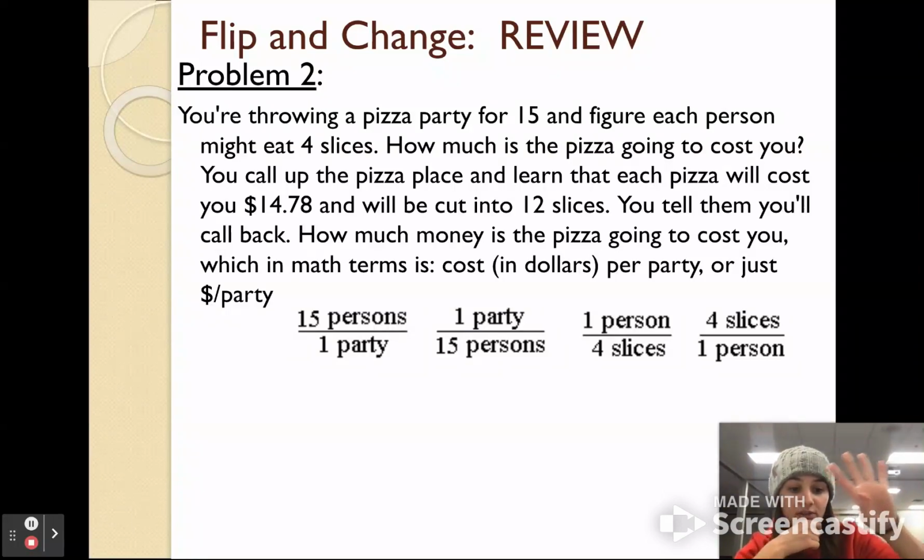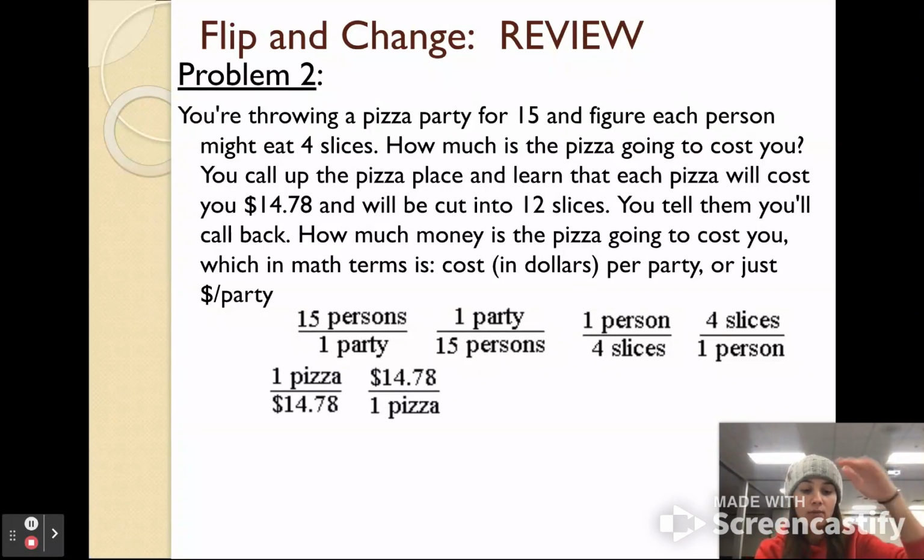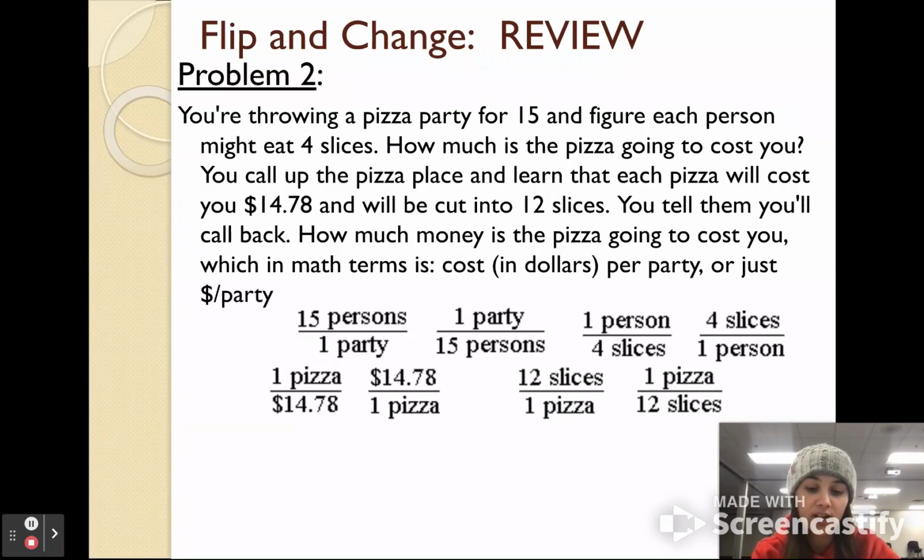If I have one person eating 4 slices of pizza, I can write one person over 4 slices or 4 slices over one person. I also know that one pizza is going to cost me $14.78. So here are my conversion units. I also know that I have 12 slices in one pizza. All right. So this is kind of the tricky part.